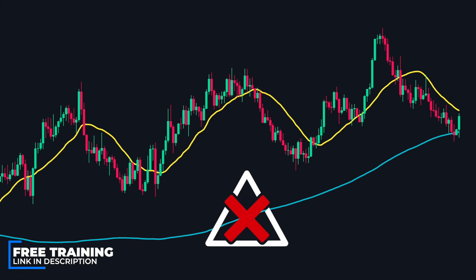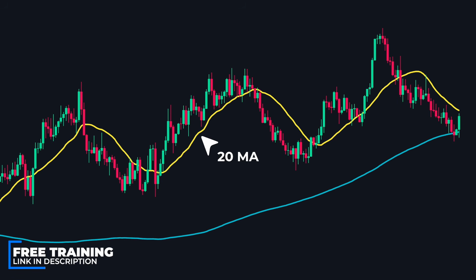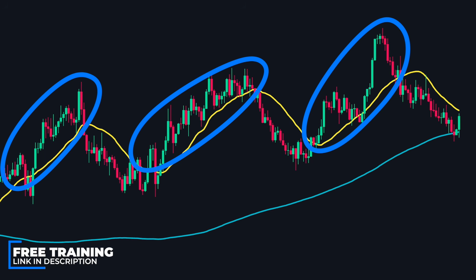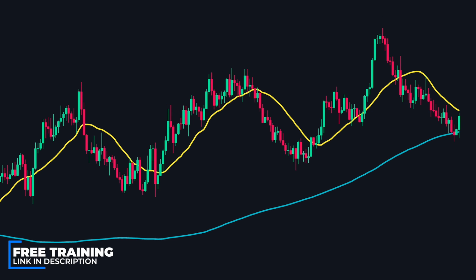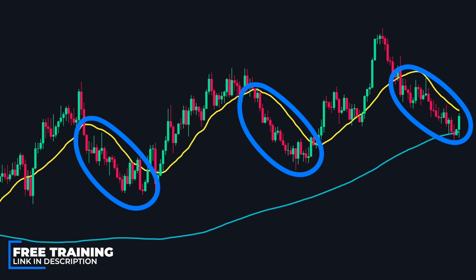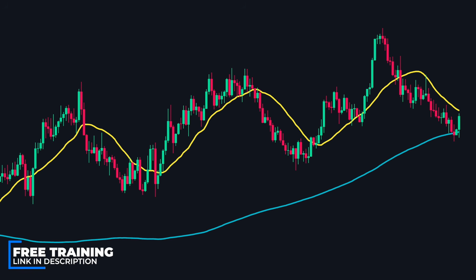Now, let's completely ignore the 200 MA for a moment. If we only focus on the 20 MA, we can say that during these periods, the price was above the moving average, which indicates that the price is in an uptrend. So we should look for buying opportunities. Similarly, during these periods, the price was below the moving average, which indicates that the price was in a downtrend. Therefore, we should look for selling opportunities. But if we look closely, there was not a lot of price movements in these down moves.